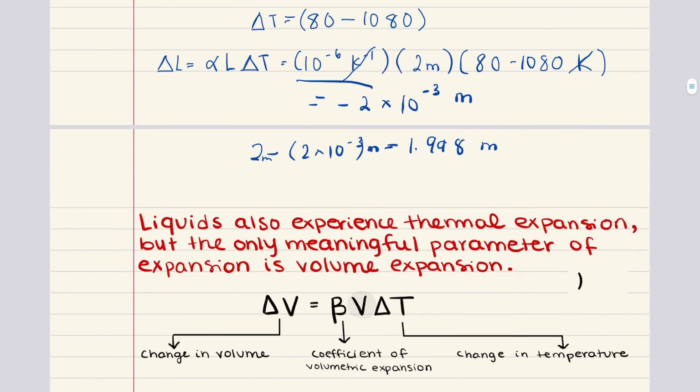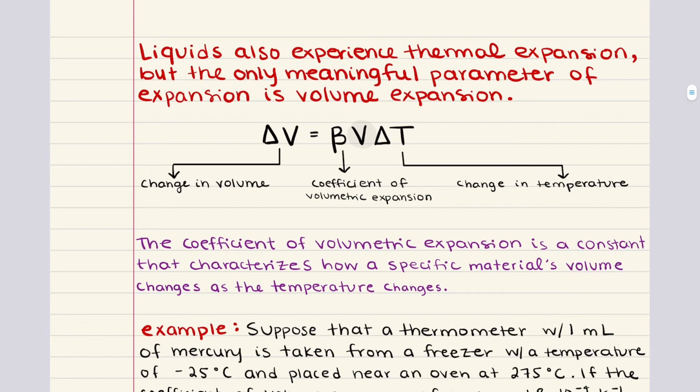Now we can discuss our next topic, which involves liquids. Liquids experience a slightly different form of expansion. Since liquids don't have a fixed shape like solids, their volume is the primary property that expands when heated. In liquids, the only meaningful parameter of expansion is volumetric expansion, which is given by this formula right here.